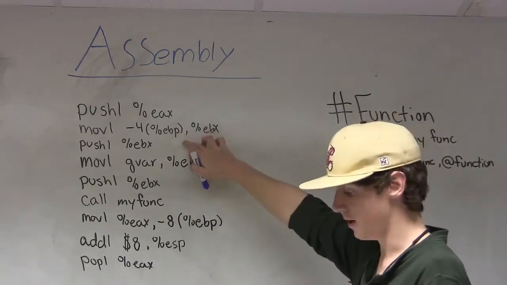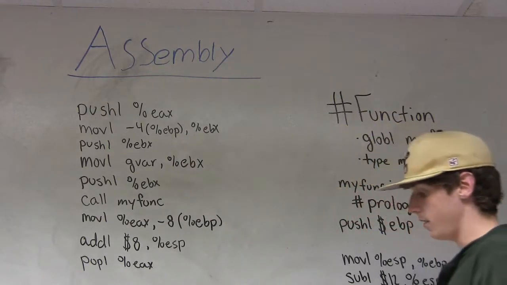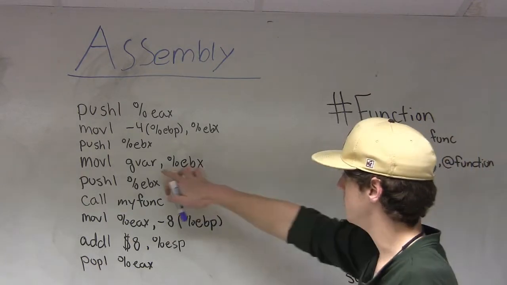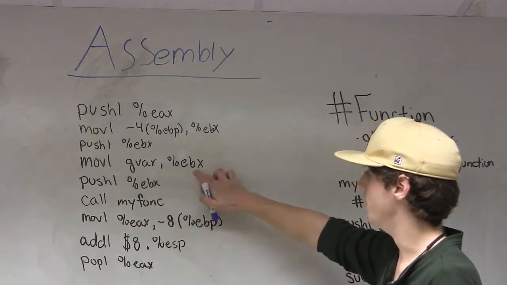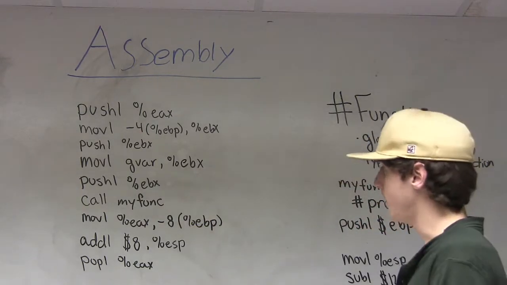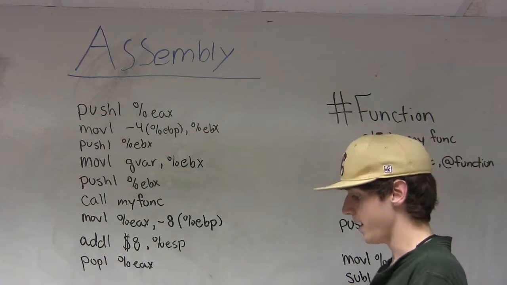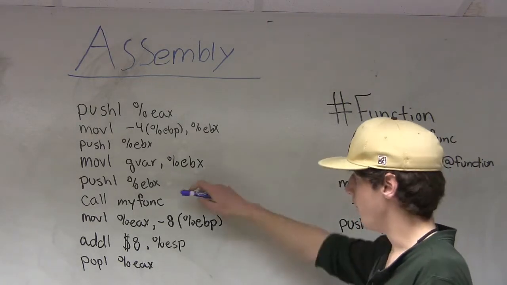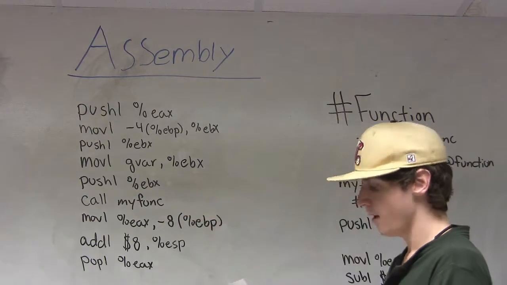Then we're going to push the B register, and gvar is a global variable, so we can use direct addressing, which you see right here. We're moving gvar into the B register, and then we're going to push the B register. Then we're going to save the instruction pointer to the stack and set the instruction pointer to the first instruction of myfunc. And then we're going to call myfunc.